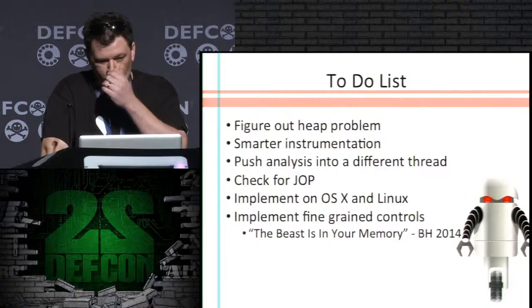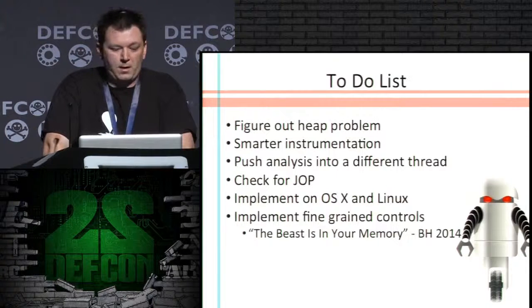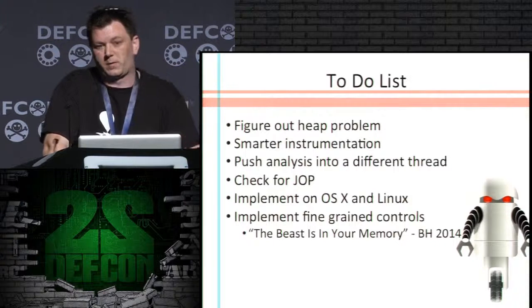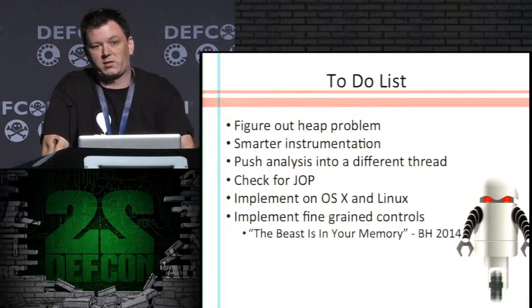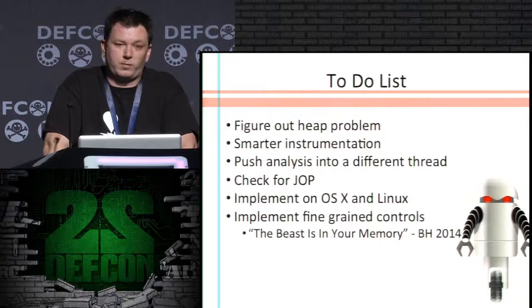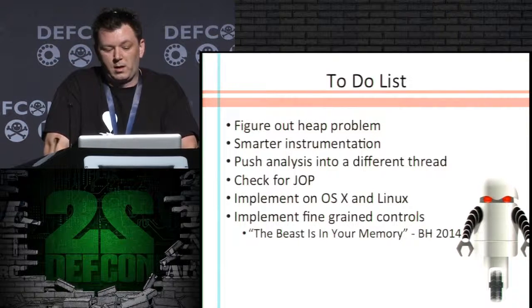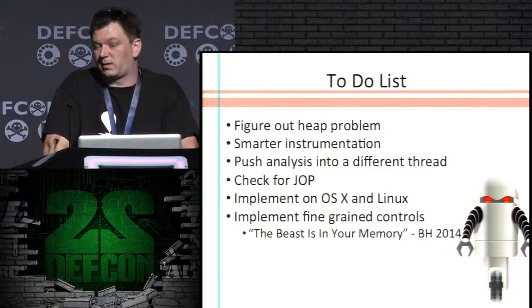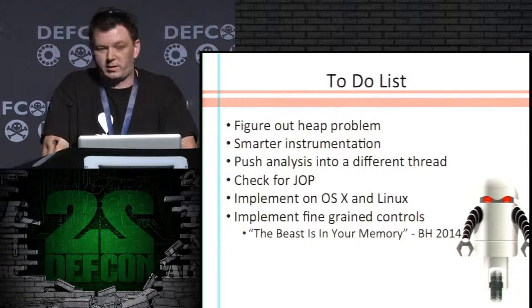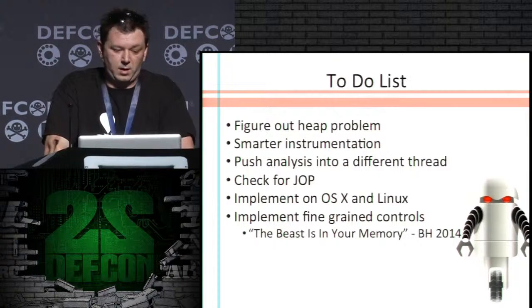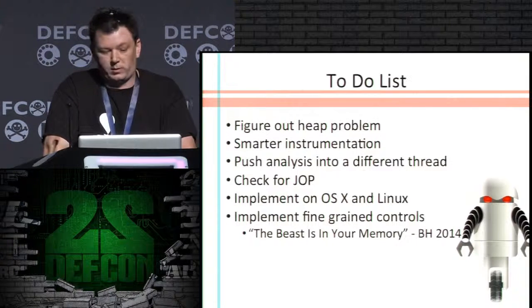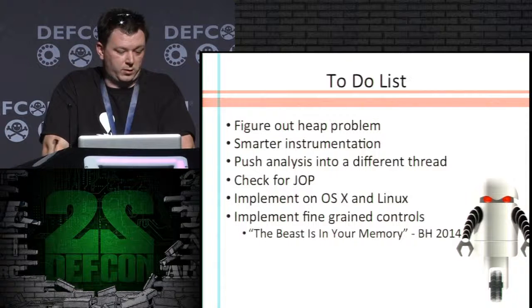So what's left to do? Obviously I still have to figure out the heap problem. There's probably much better, smarter instrumentations I can do. Maybe do things at the basic block level rather than every single instruction. I can push the analysis to another thread. The analysis doesn't take a long time, but microseconds add up when you do it billions of times. I want to add checks for JOP in there since I think we can do that. I'd love to implement this on OS X and Linux.